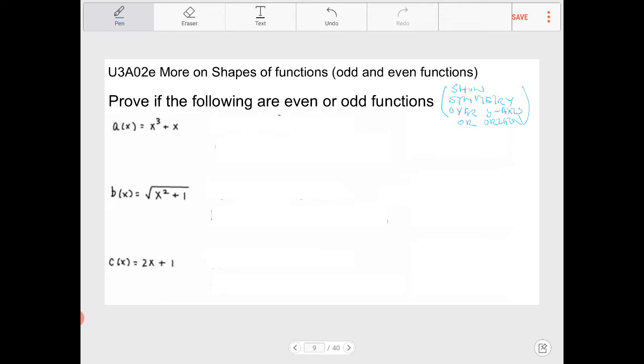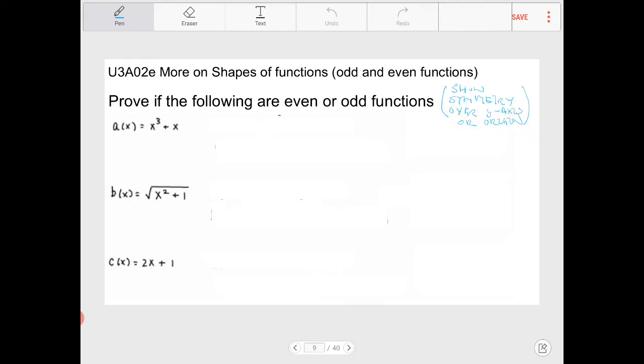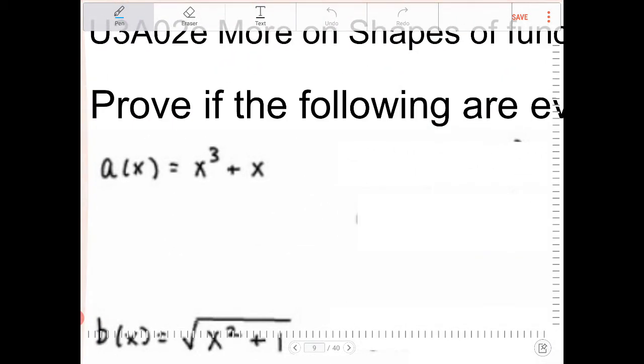How can we show this? According to what I showed you in a previous slide, to test whether we have an even function or an odd function, we need to substitute in the negative values of x and see if it actually changes, right? So that's what I'm going to do. I have this function right here. I'm calling that a of x, and a of x is equal to x cubed plus x.